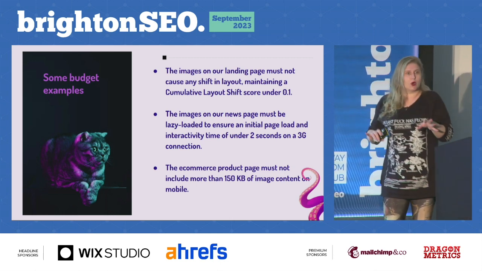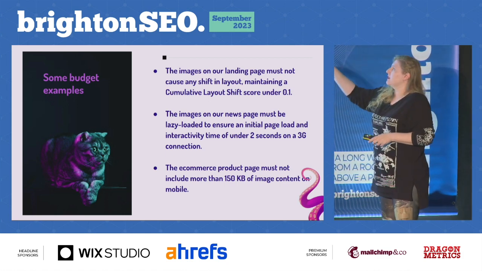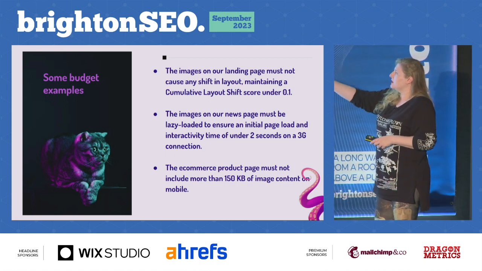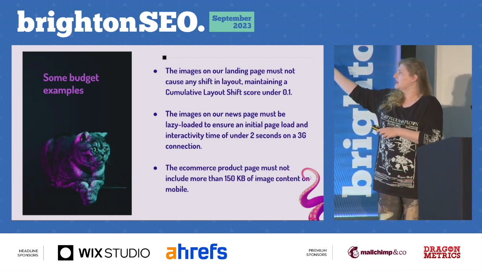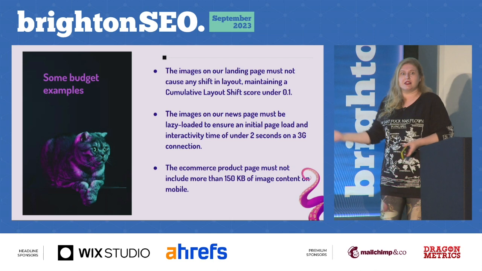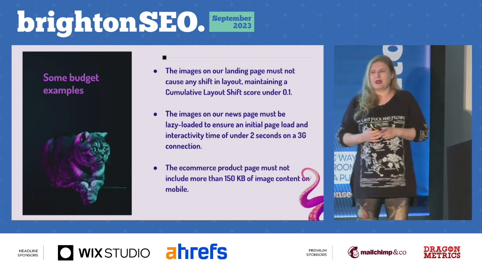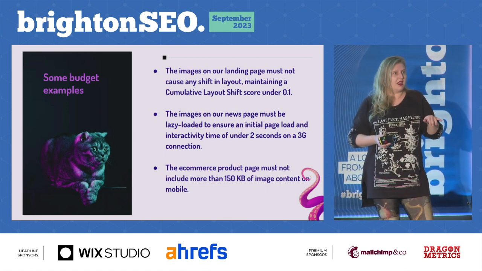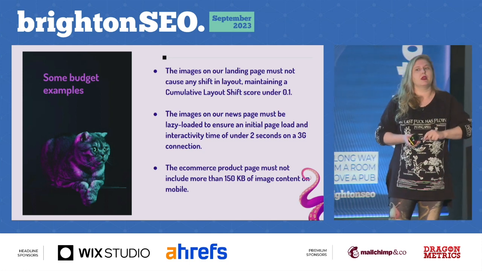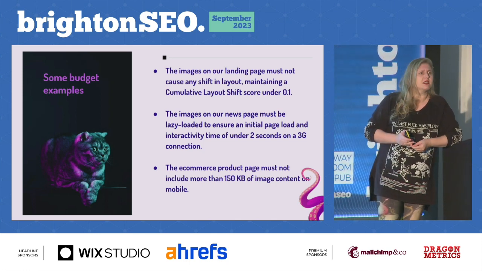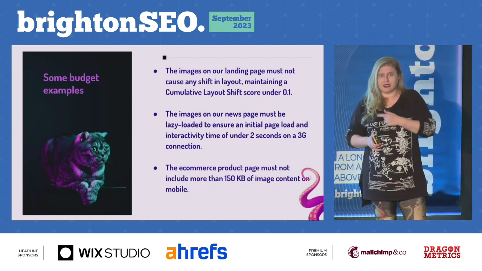So here are some budget examples. I'm only going to do one just to stay on time. The images on our news page must be lazy loaded to ensure an initial page load and interactivity time of under 2 seconds on a 3G connection. That's a goal. That's something that you can measure up against. And the great thing about it is, it's an honest way to keep stakeholders honest. AKA, do we all agree on this? Is this our objective for images? Yes? So we are going to make allowances to make this happen.